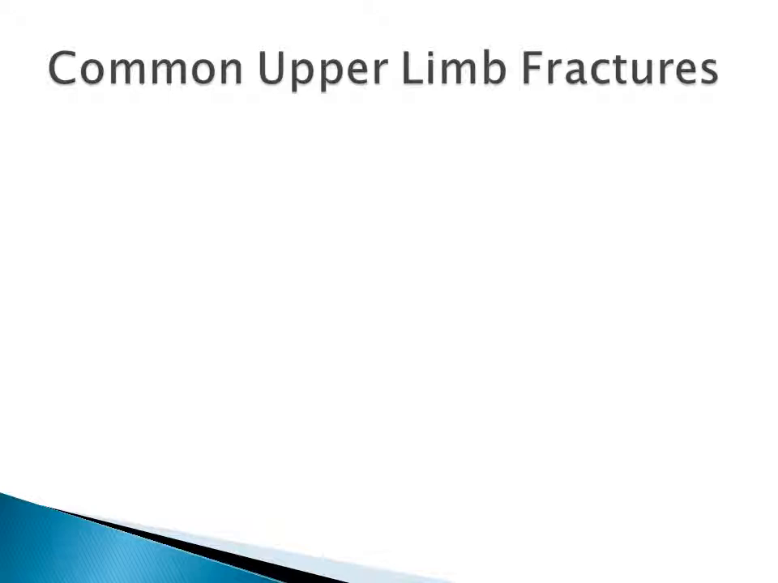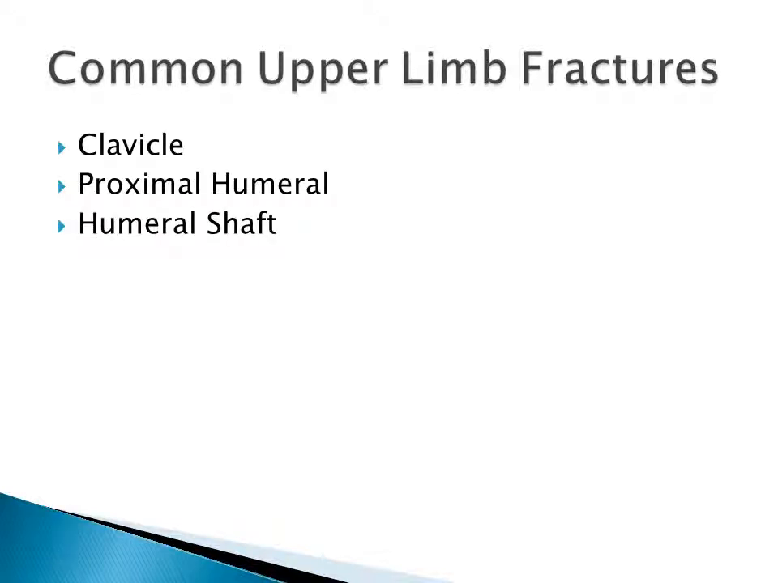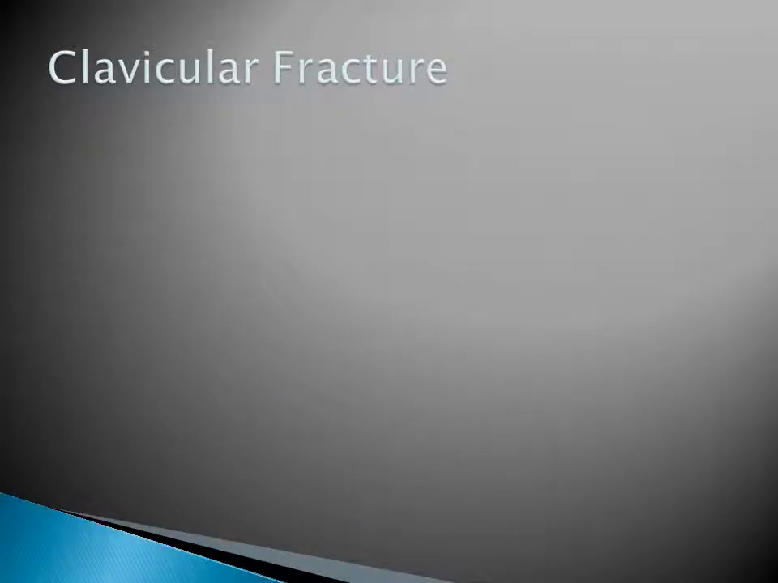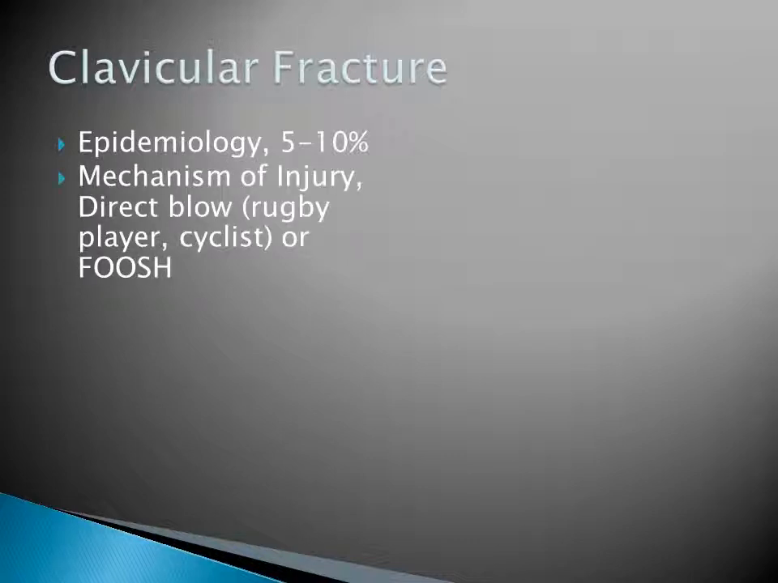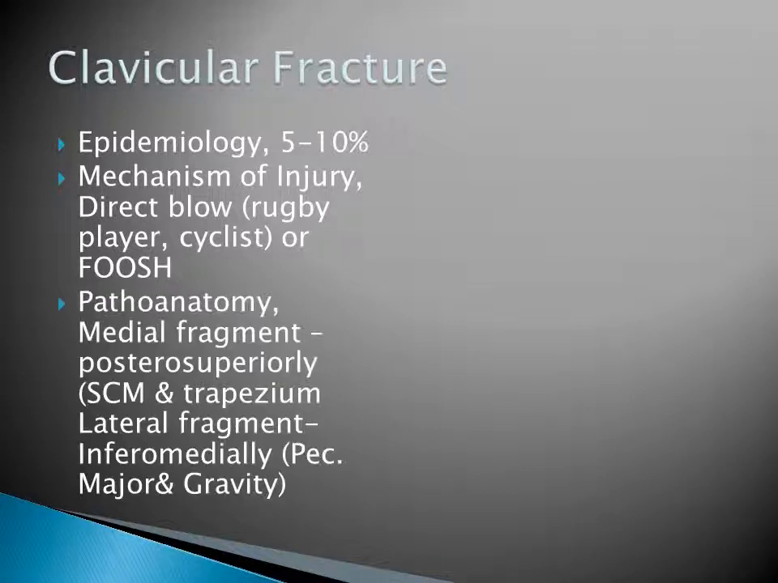Now we will look at the 5 most common fractures of the upper limb. These include clavicular fractures, proximal humeral fractures, humeral shaft fractures, and fractures that involve the distal humerus and distal radius. We will begin with clavicular fractures. These account for approximately 5 to 10% of all fractures. Their typical mechanism of injury is a direct blow or a fall on outstretched hands.